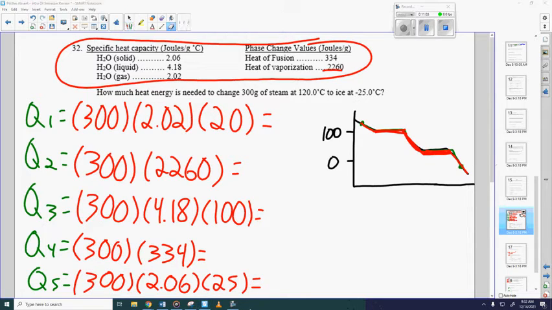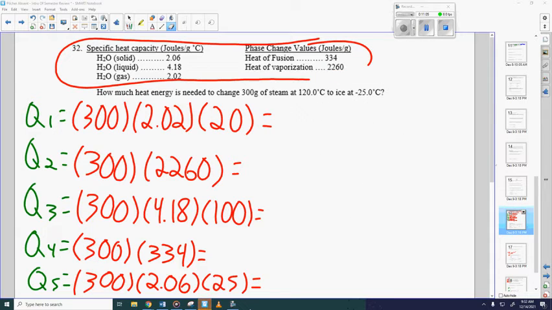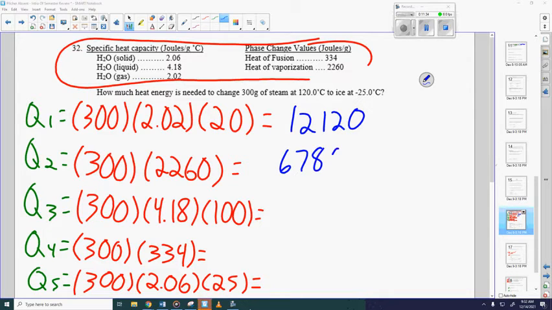So we need to calculate all these guys. I'm going to give myself a little bit of space here. If I go ahead and punch these numbers in, so let me see here. I got 300 times 2.02 times 20. So I'm getting 12,120 for that puppy. And then I got 300 times my 2260. I'm getting 678,000. This is going to be a huge number. For that, 300 times 4.18 times 100.